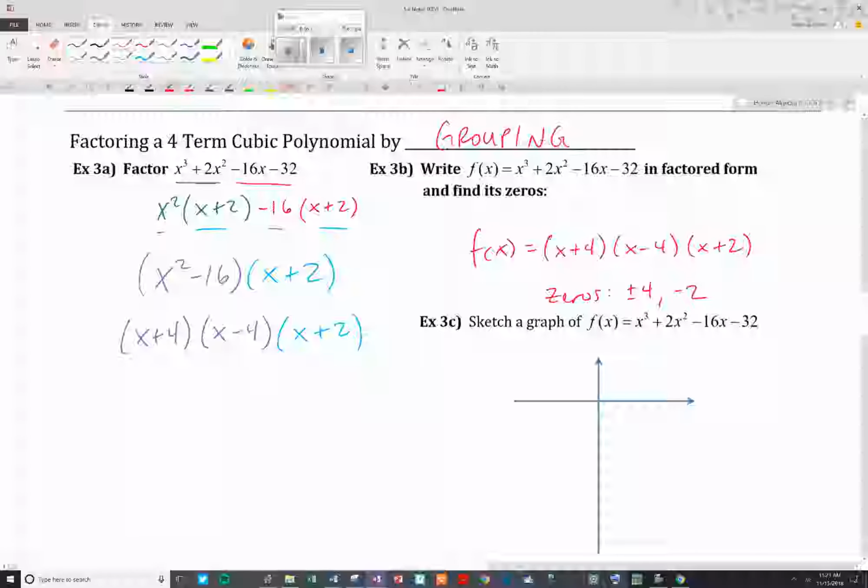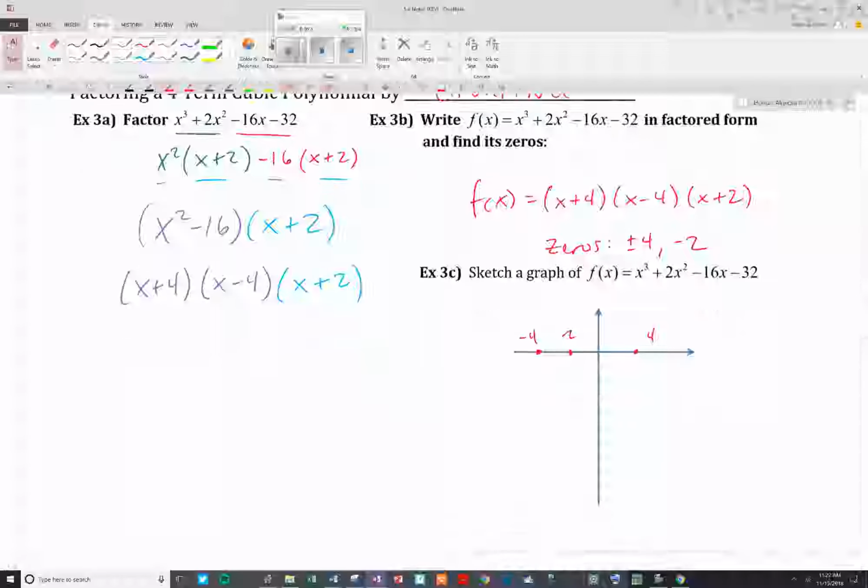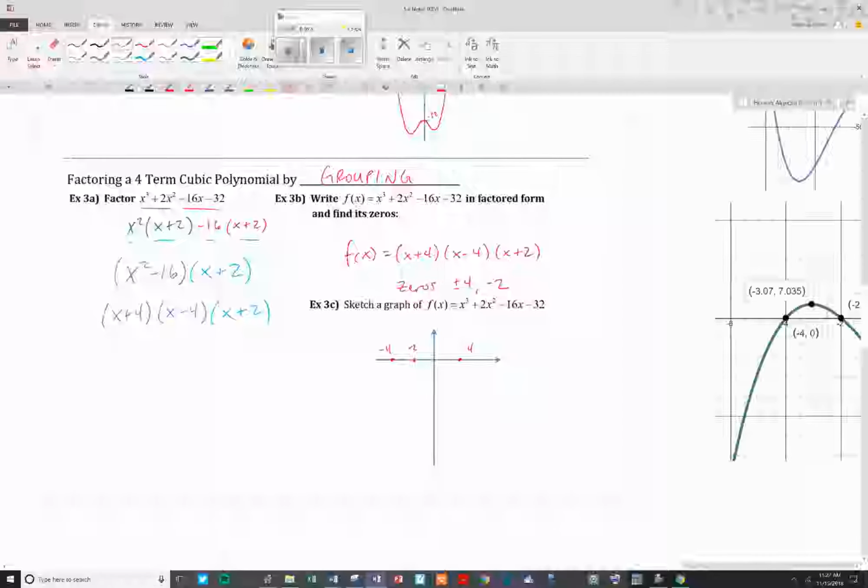Now this one's got end behavior. If it's positive and odd, it's going to look something like that. So we're going to go negative 4, negative 2, and 4. Y-intercept is negative 32. So let's think about what this is going to look like. We know the end behavior we said is going to look like this. So we're going to have to start down here, come through our 2 zeros here, then it's going to go down through negative 32, so this is not to scale.